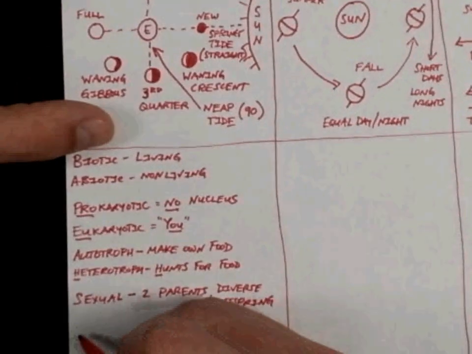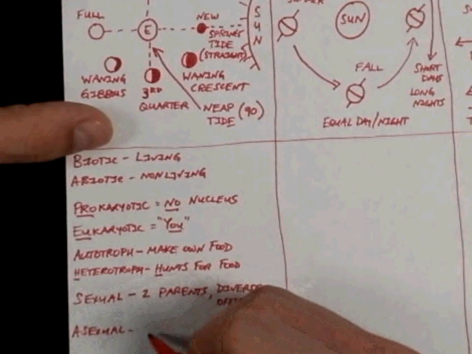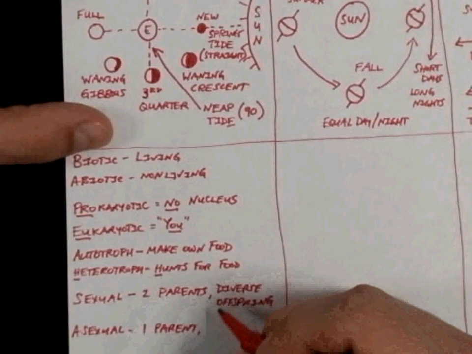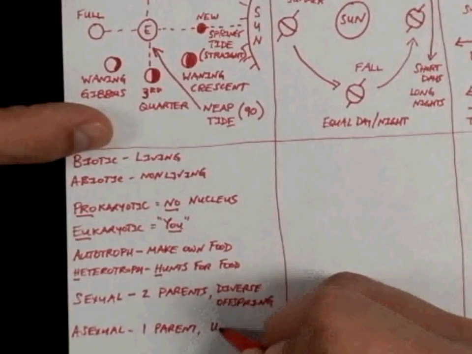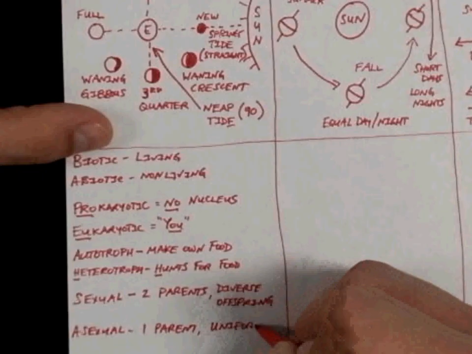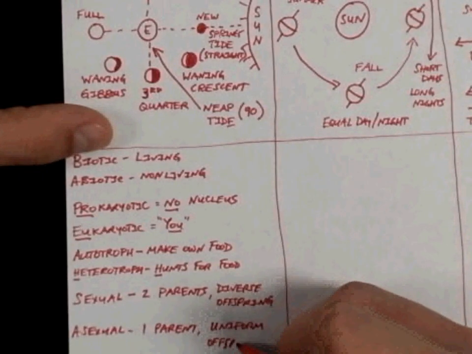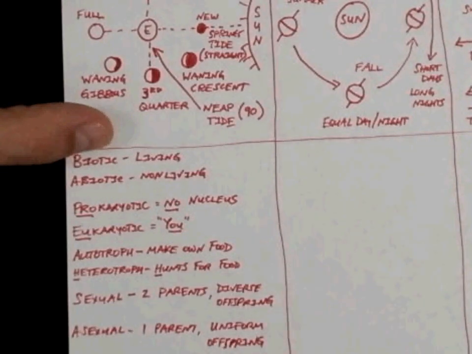And then asexual would be one parent with uniform offspring. Uniform just means the same. Think about potatoes. When a bud of a potato comes out, that potato is going to have the same DNA as the mommy potato. All right. So that's what I like to put in that box.